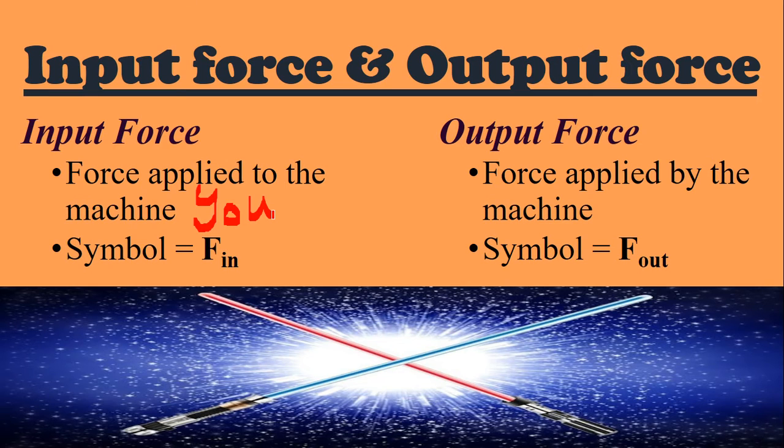Output force is the force applied by the machine. So the machine does the output force. Input you, output machine. Now the symbol here is F out, force out. Just remember input you, output machine.